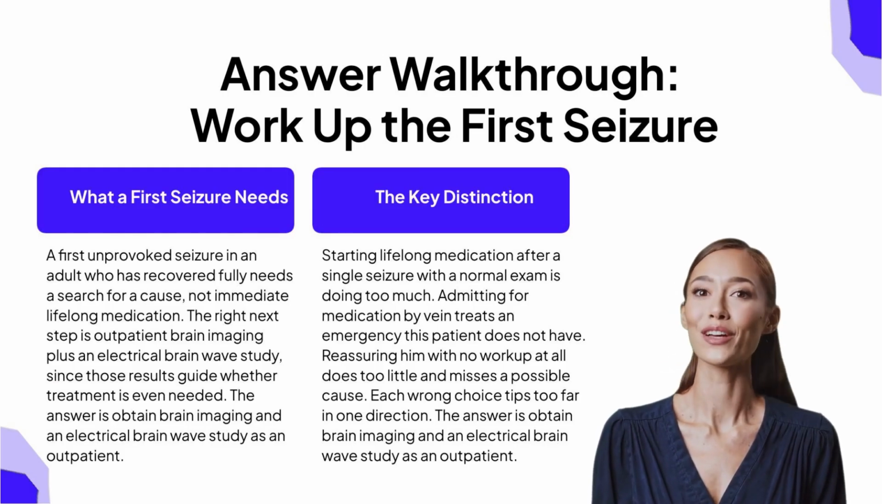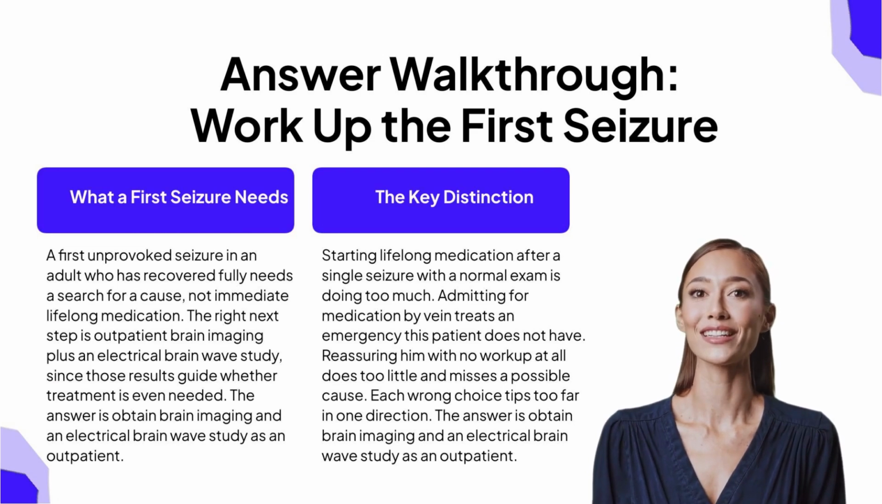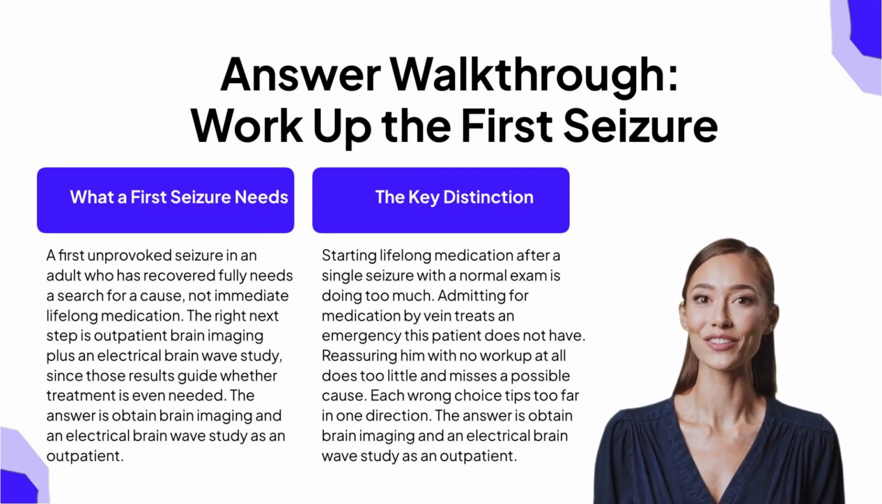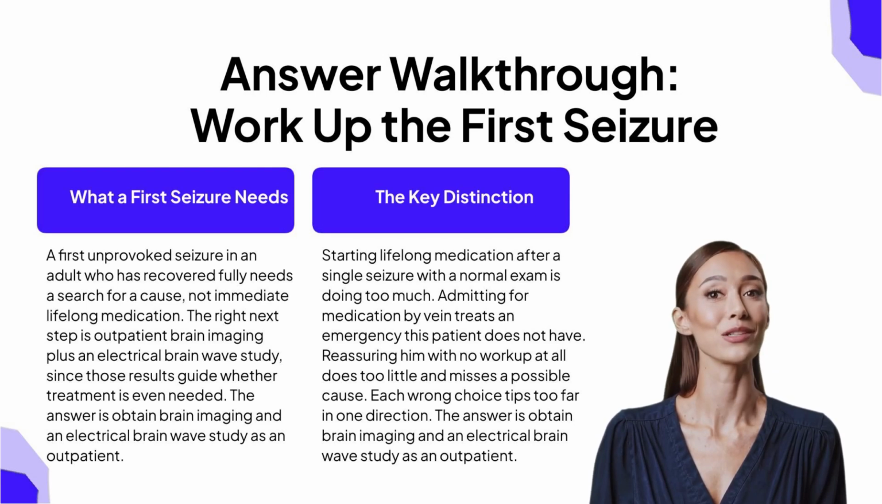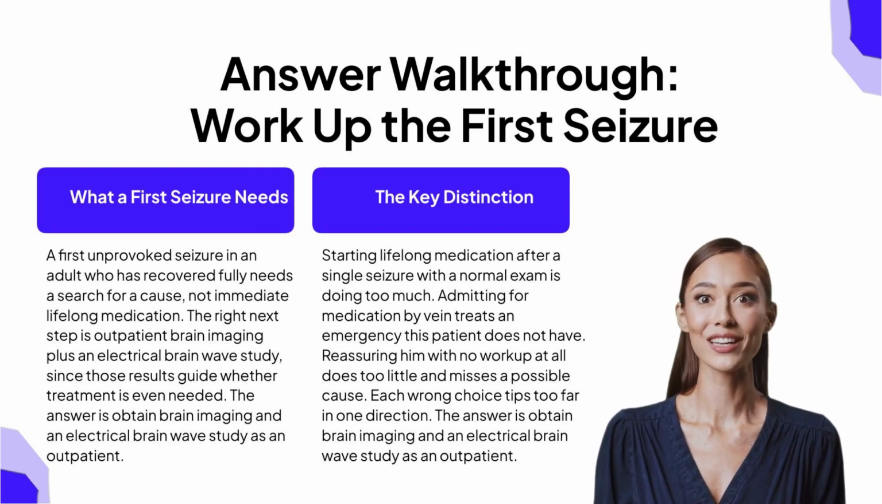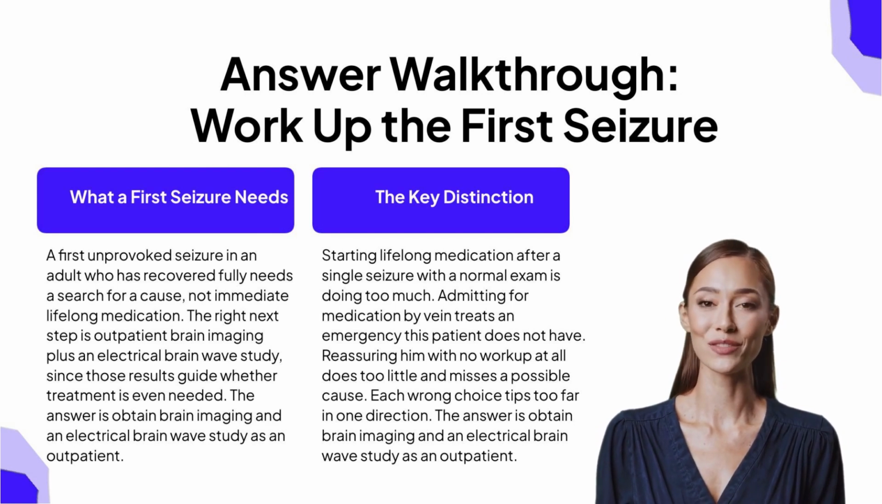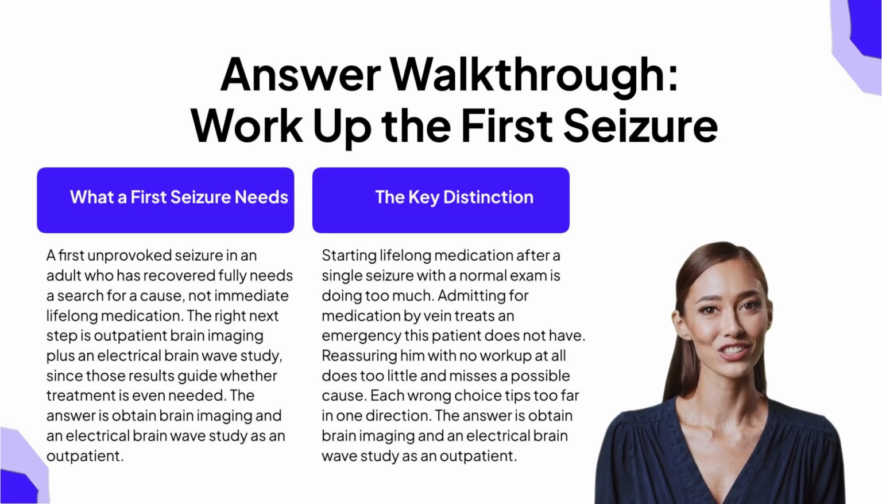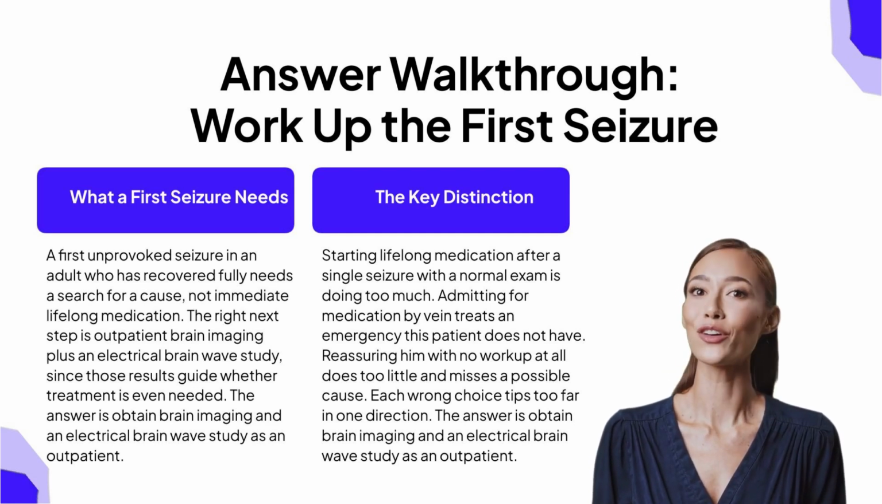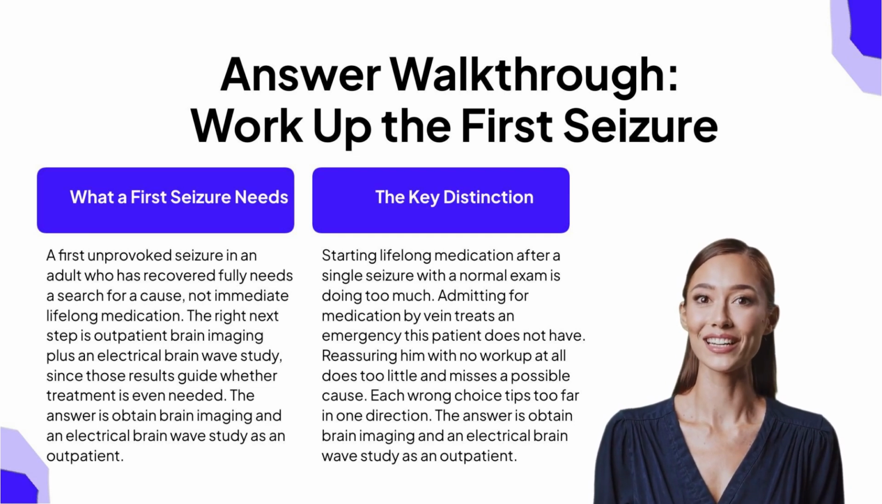First, spot what a first seizure actually needs. This is a single unprovoked seizure in a healthy young adult who has recovered completely, with a normal exam and normal basic labs. The job now is to search for an underlying cause, not to commit him to lifelong medication. So the right next step is outpatient brain imaging together with an electrical brainwave study, because those results are what decide whether he even needs treatment.